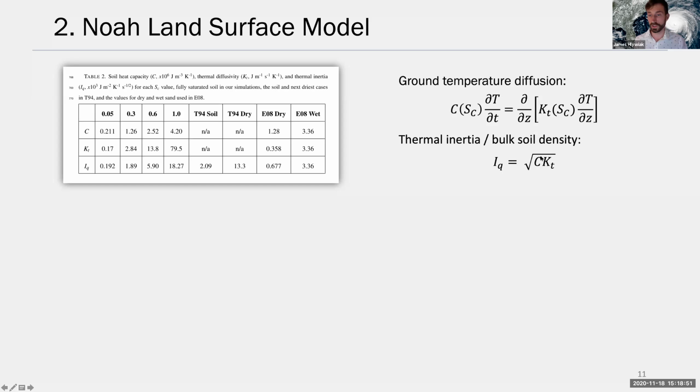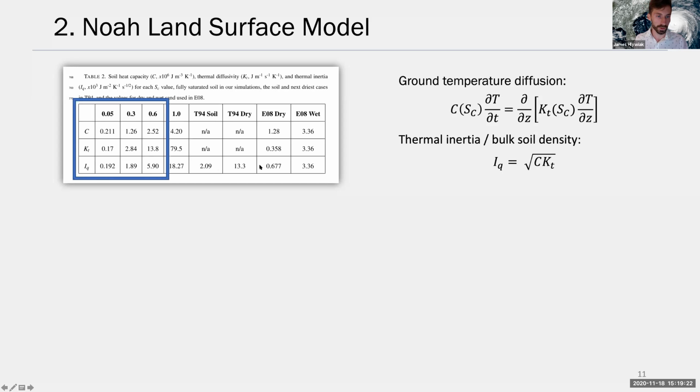Thermal inertia is just a very nice way to compare different thermal properties across different regions, all wrapped up in one nice number. On the left here is a table taken from my paper. These are the 3 soil moisture values that I used for my simulations, ranging from 0.05 or 5% all the way up to 0.6 or 60%. And the respective thermal inertia values are down here in this last column.